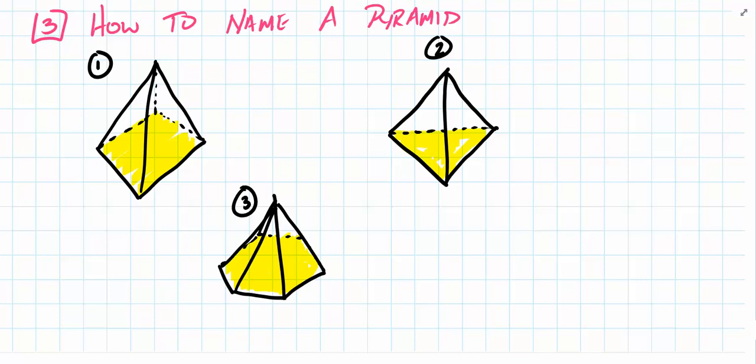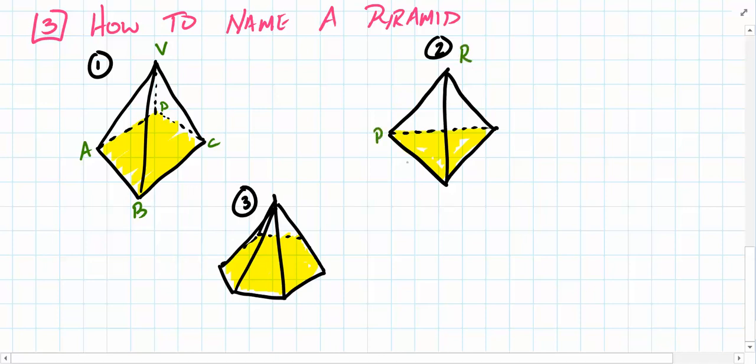Well, first of all, every vertex needs to be labeled. So I'm going to label each one, okay? I'm going to label this in green so you can see. The vertex at V, and then I'm going to go A, B, C, and then the vertex in the back, I'm going to call D. In pyramid number two, I'm going to label the vertex R, and then I'm going to label this P, Q, and S. And then in pyramid number three, I'm going to label the vertex X, and then call this Y, Z, P, Q, M, and then L in the back there.